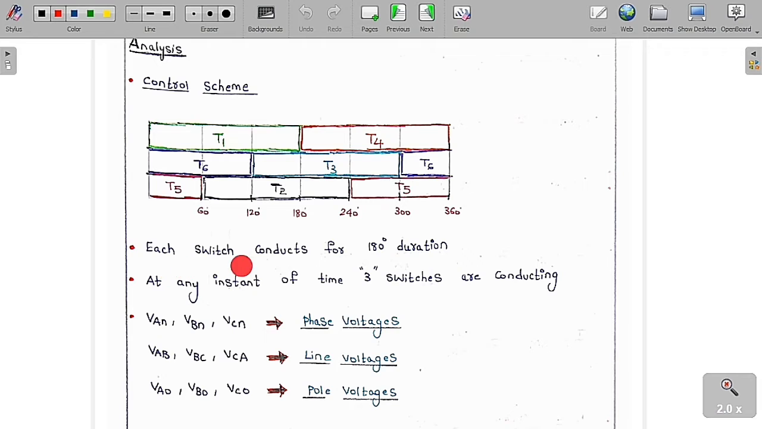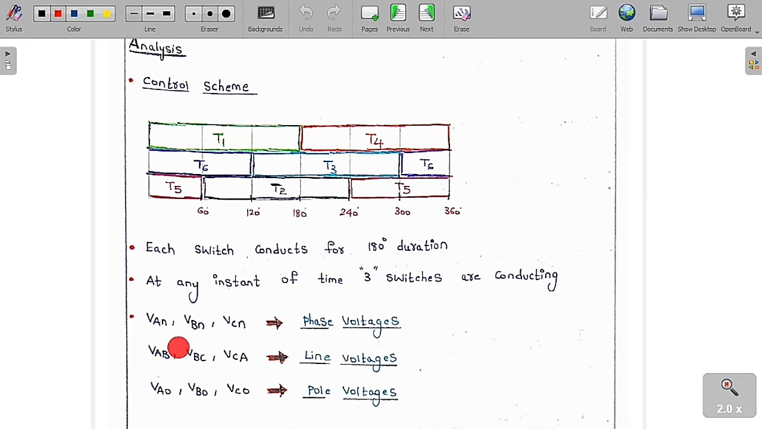Each switch conducts for only a 180-degree duration. From the control scheme you can see clearly that at any instant of time, three switches are conducting, one from each leg. That is the meaning of this control scheme.